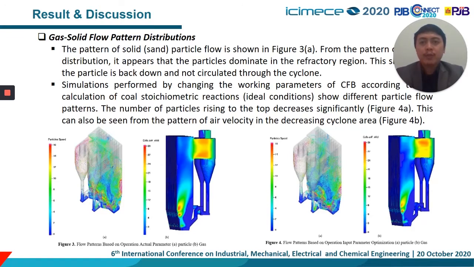Simulation performed by changing the working parameters of CFB according to the calculation of cold stoichiometric reactions, or ideal condition, shows different particle flow patterns. The number of particles rising to the top decreases significantly. With this condition, erosion occurs only around the refractory wall. There is no erosion on the cyclone. This can also be seen from the pattern of air velocity decreasing in the cyclone area. This condition is good, but the effectiveness of heat transfer through particle convection can decrease.